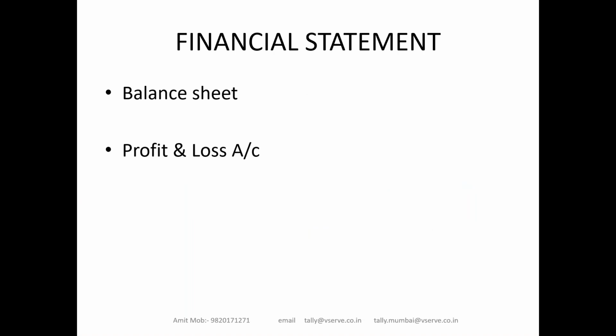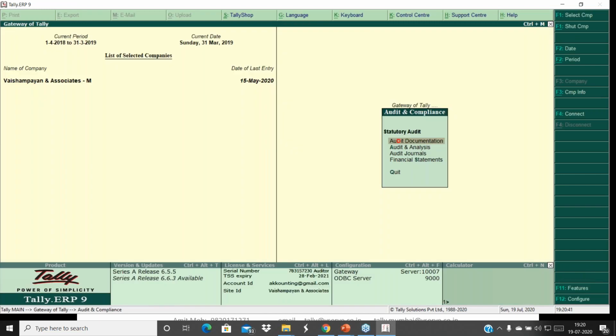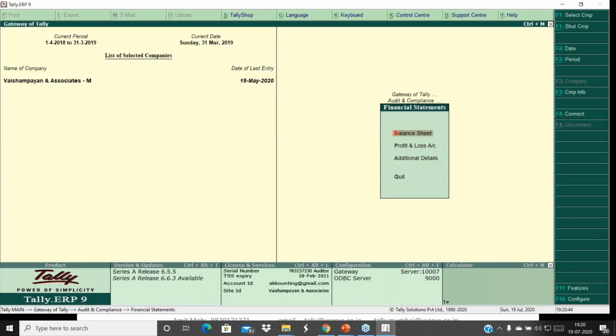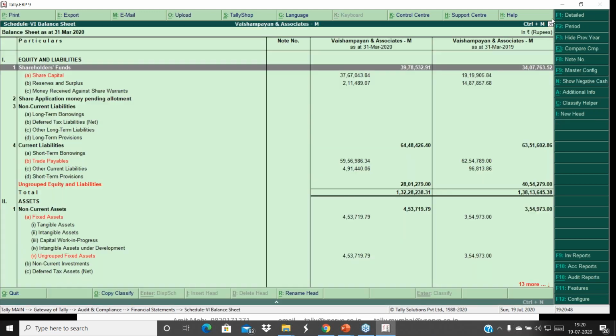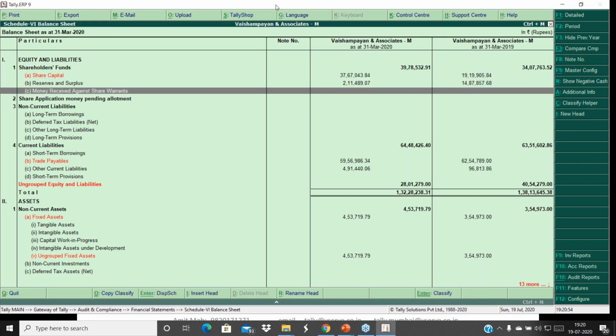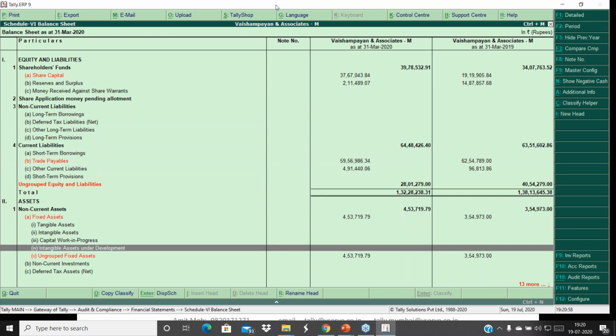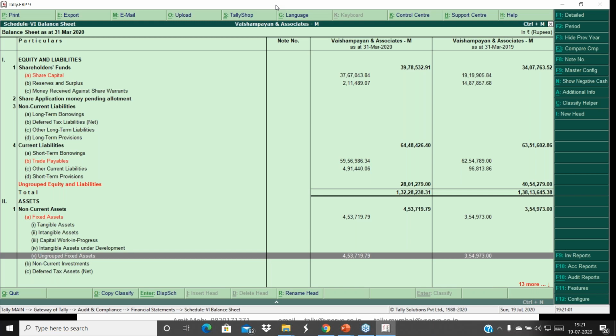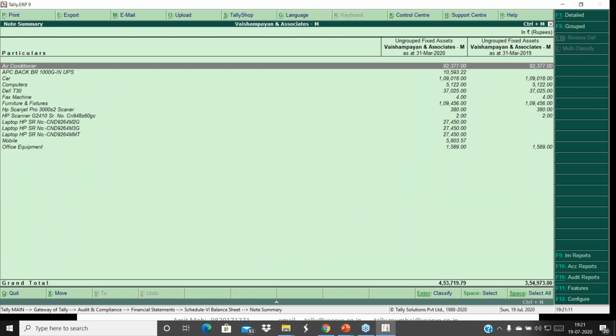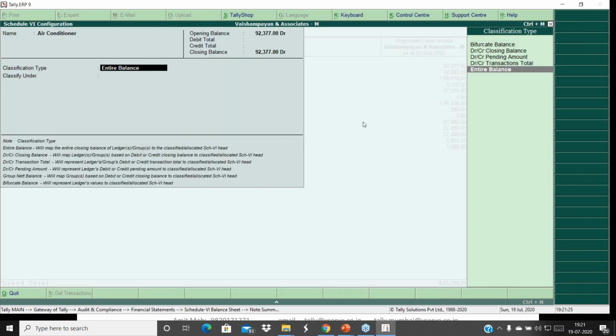Then you have the financial statements and balance sheet, which we were just discussing. This is the Schedule 6 part of the balance sheet. It allows you to regroup any of the ledgers as per our requirement and as per the Schedule 6 requirement, though it is not Schedule 6, it is Schedule 3 now, it nevertheless allows you to regroup those ledgers according to the requirement of the Companies Act without affecting your own creation of a chart of accounts. So your original chart of accounts remains intact.